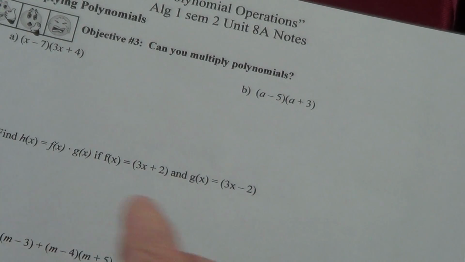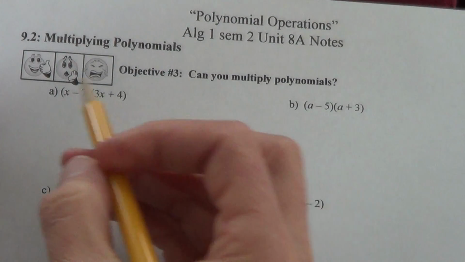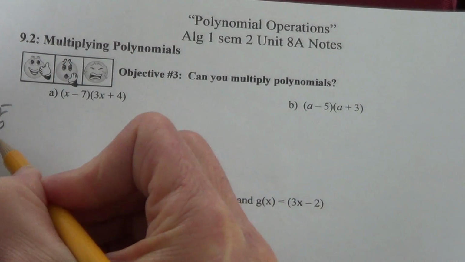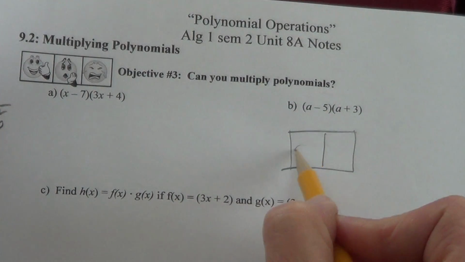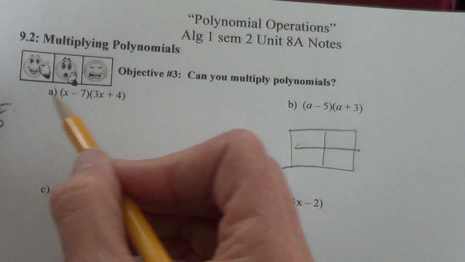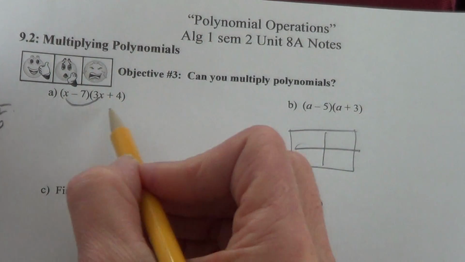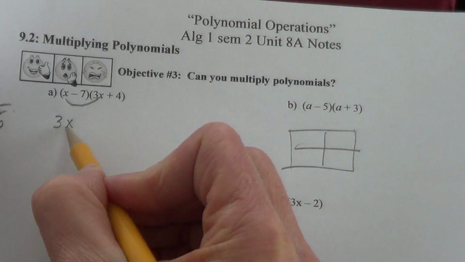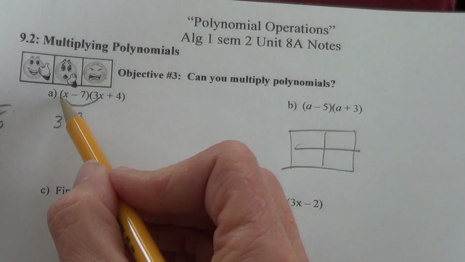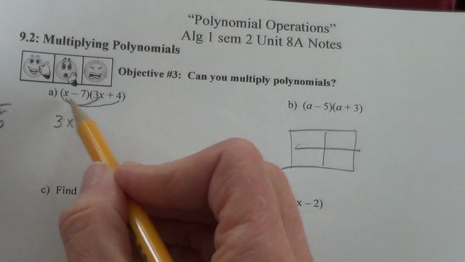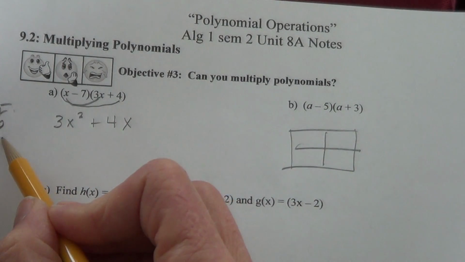The last section of this part is multiplying binomials. We do this by a method called FOIL, or you can do it by the box method. With FOIL, F stands for first, so we multiply the first two terms. So we get x times 3x would be 3x squared. We multiply the outside, the very outside terms would be x times 4 would be plus 4x. Then we multiply the inside terms.